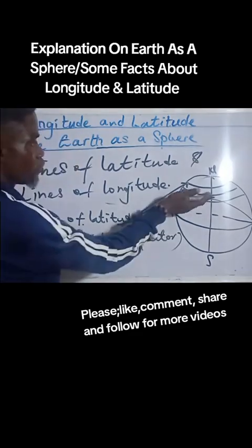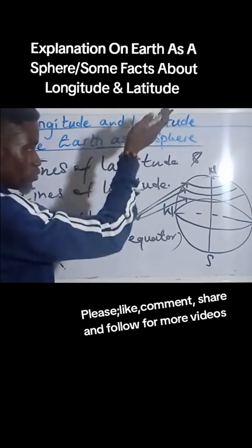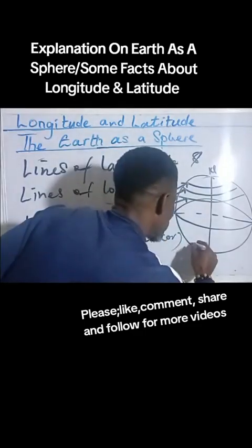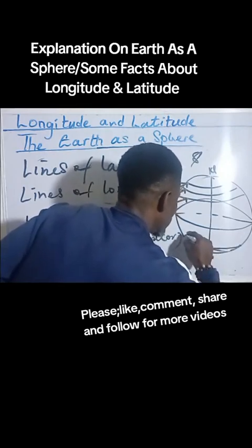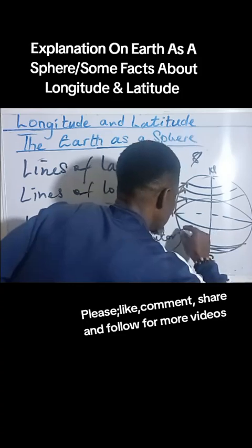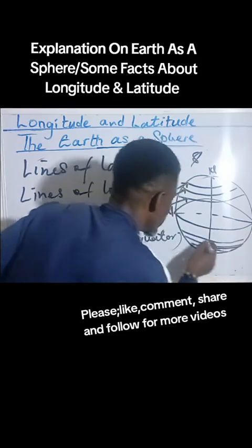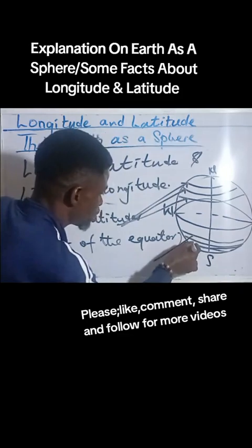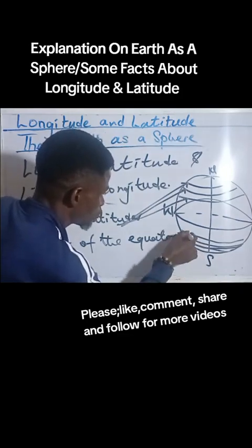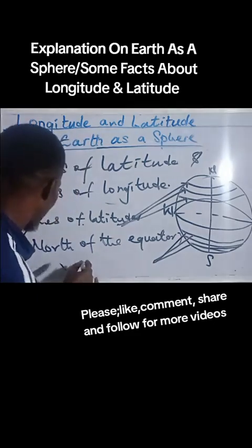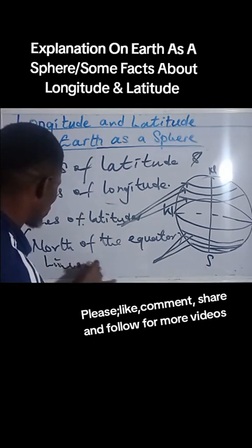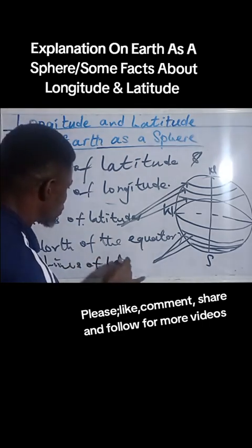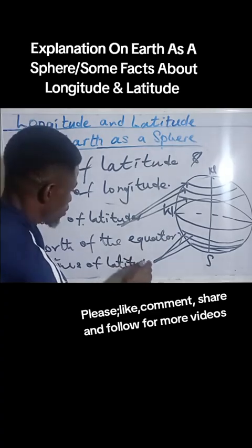North of the equator. From here upward, they are all north of the equator. This line here, we call them the same thing as lines of what? Lines of latitude.